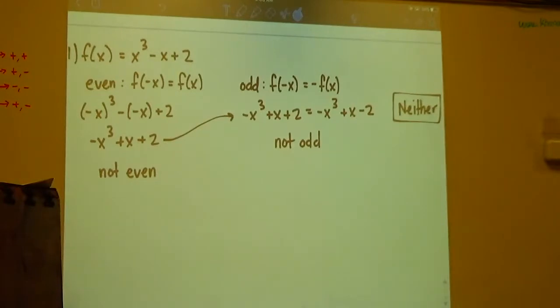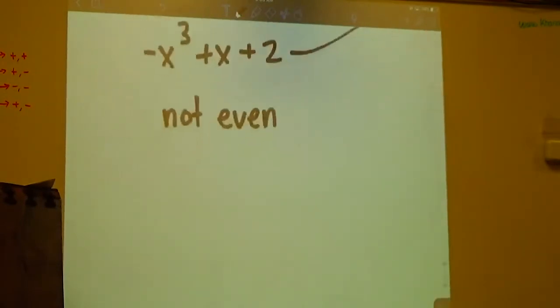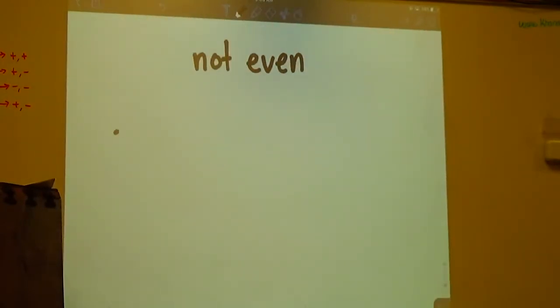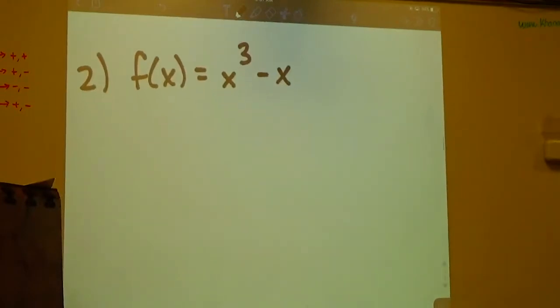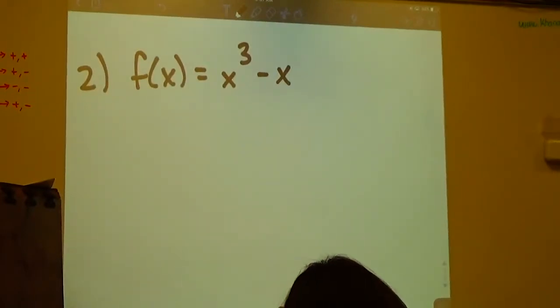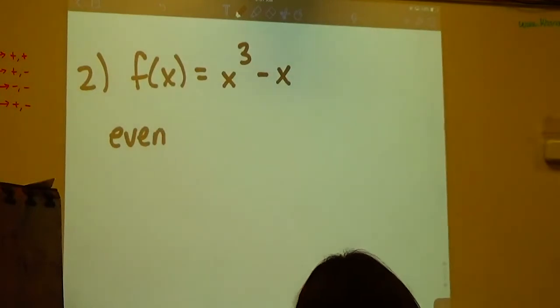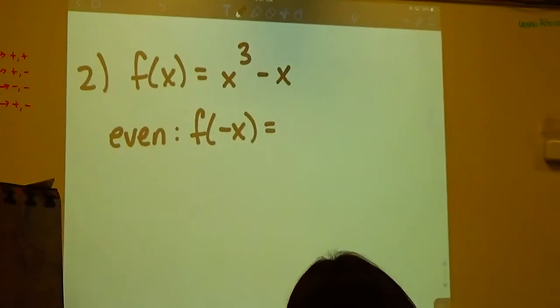Questions there? Feel pretty confident after seeing the first one? All right, let's look at 2. We're doing the same thing. I always start with even, go to odd, and then if they're neither one, it's neither. So we want f of x equals x cubed minus x. And I'm going to rewrite this stuff just so we remember it. You don't have to write it every time if you are confident in it.